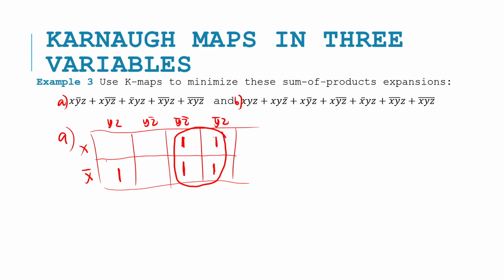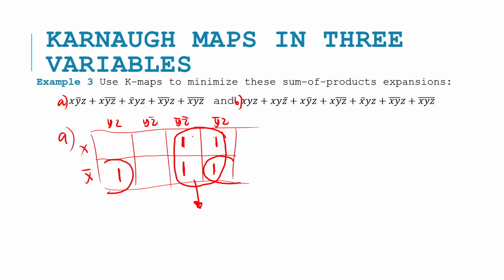So if we have here a 1, we still have to make a group for this, and again we have to group it in 2 raised to n in the largest way possible. And again, remember that the cells are adjacent, right? This column here is adjacent to this column here. That's why we could group this one with this one here. So we have 2 groups, and now let's find the representation of this group, the simplification of this group here.